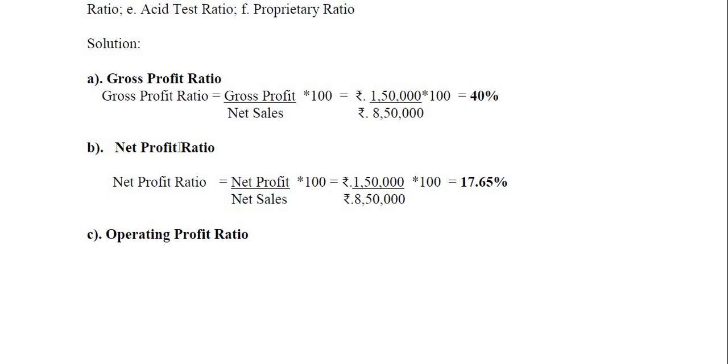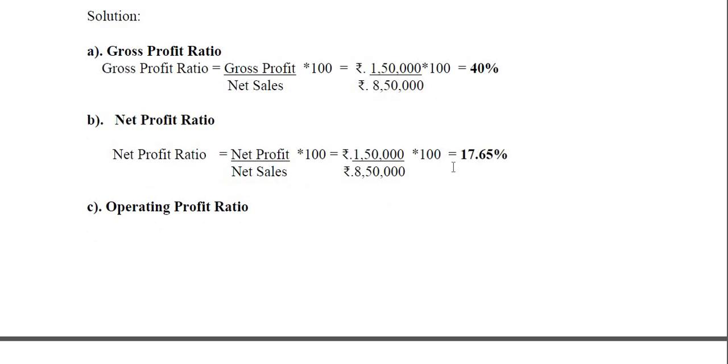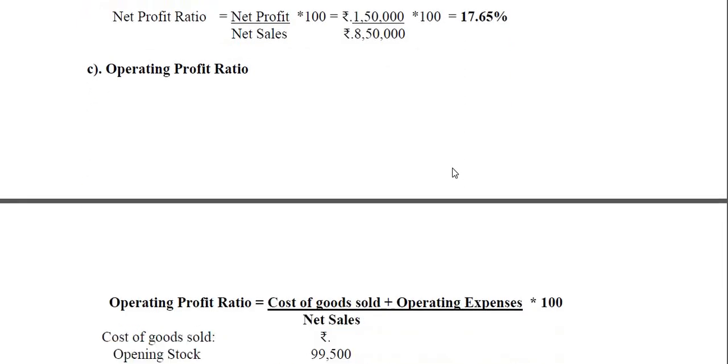Then what is net profit ratio? Net profit divided by net sales into 100. If you substitute the values, you will get 17.65%. That means if you sell goods of ₹100, you are going to make a net profit of 17.65. These ratios, gross profit ratio and net profit ratio, are very important from the point of view of management as well as the owners or shareholders, and similarly prospective investors.